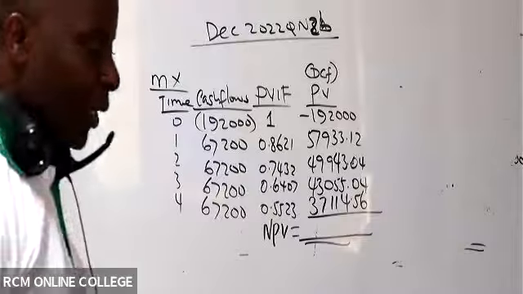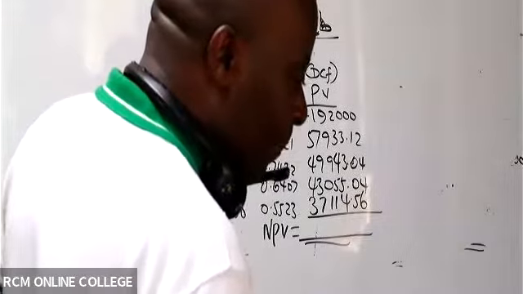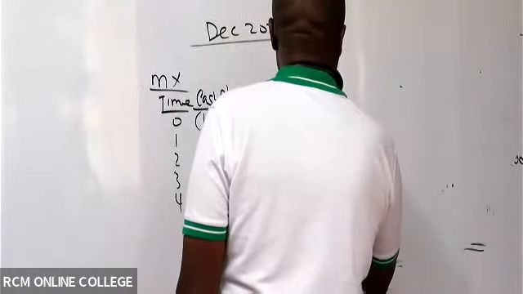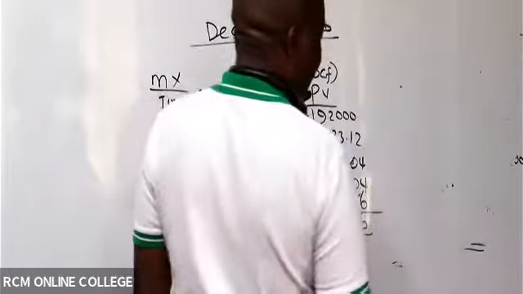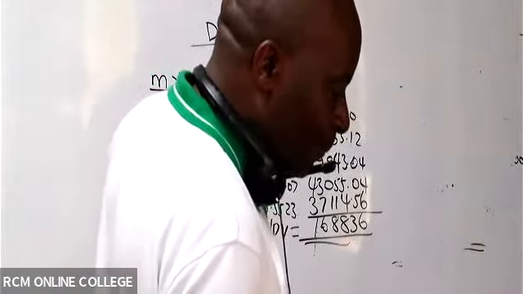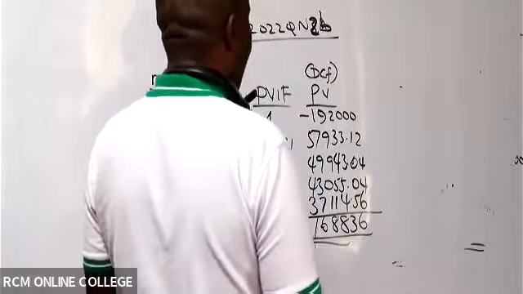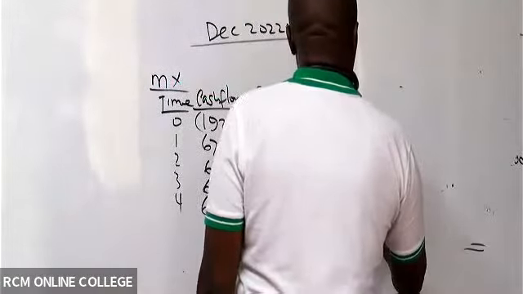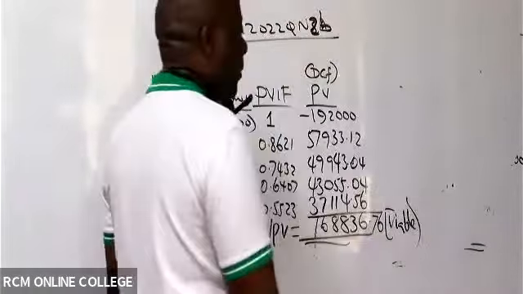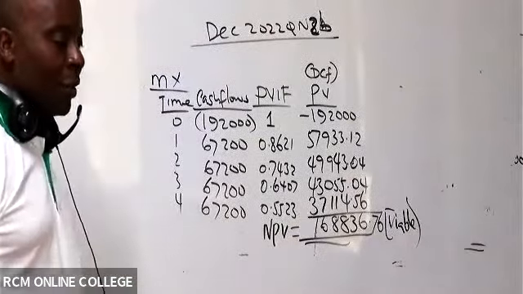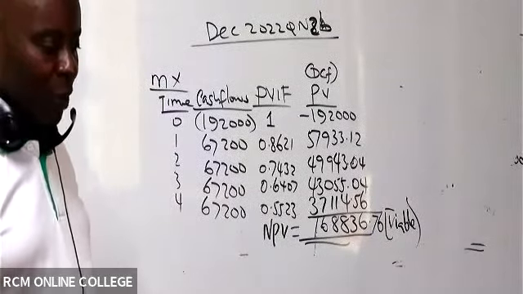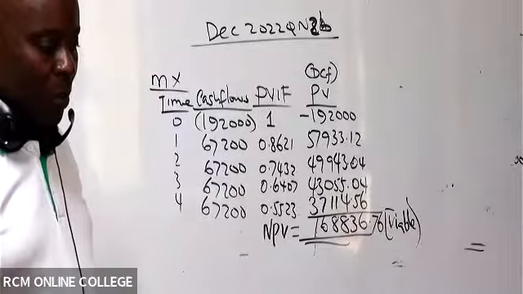So according to the answer again, 168,836.76. So even if you'll be doing comparisons later, so long as you get a positive NPV, simply put in brackets "viable". That can give you a mark. So this is viable.